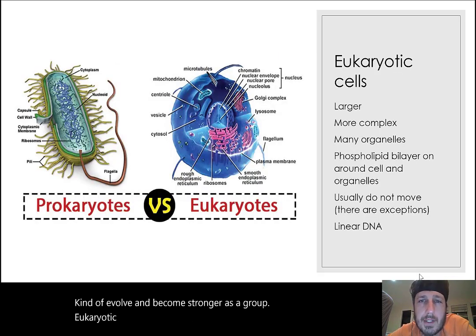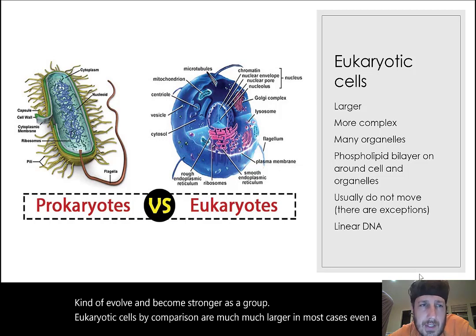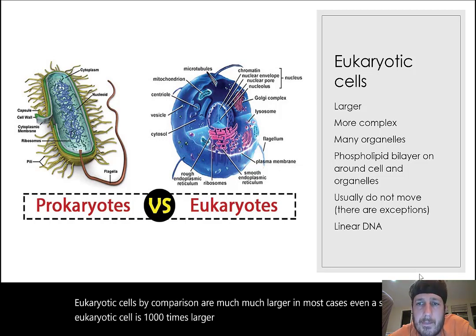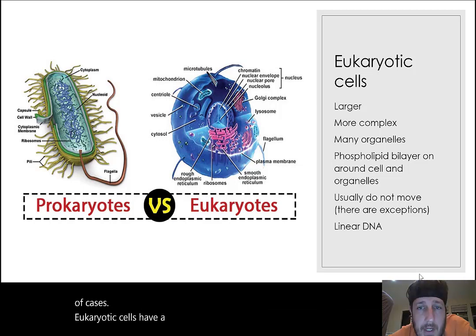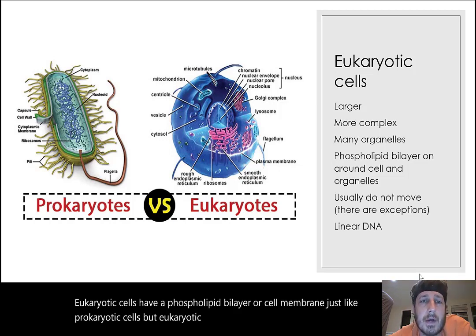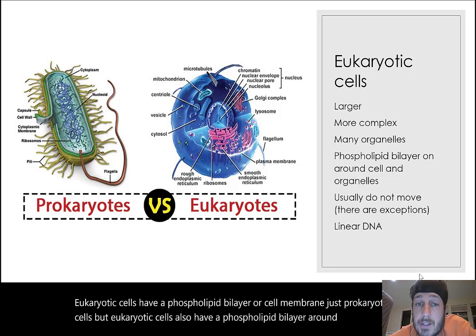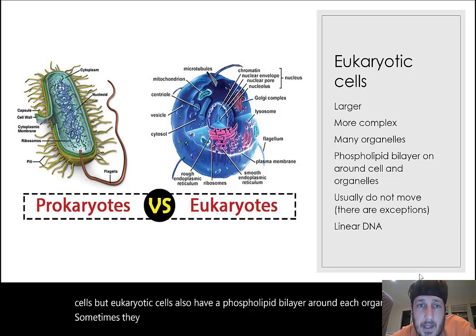Eukaryotic cells, by comparison, are much, much larger. In most cases, even a small eukaryotic cell is 1,000 times larger than a prokaryotic cell. They're also more complex. Eukaryotic cells have many, many organelles, multiple copies of each in a lot of cases. Eukaryotic cells have a phospholipid bilayer or cell membrane just like prokaryotic cells, but eukaryotic cells also have a phospholipid bilayer around each organelle. Sometimes they have two phospholipid bilayers around an organelle.